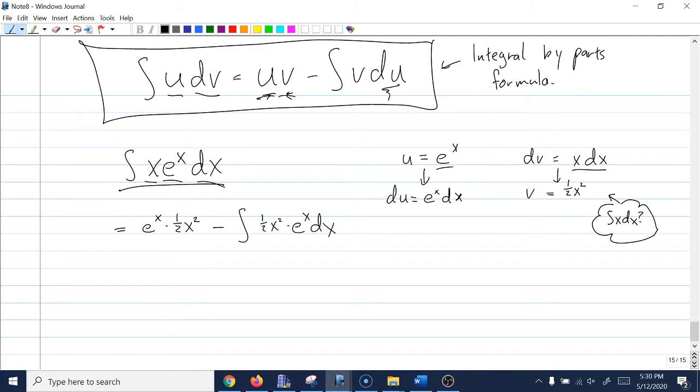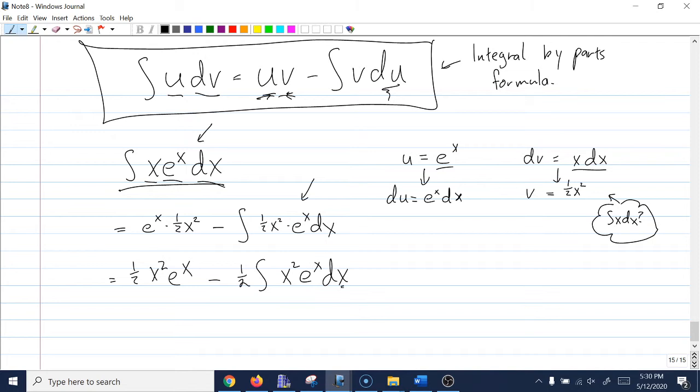Just like with substitution, parts is a technique that doesn't solve your integral, it turns your integral into another integral. So we used to need to know how to do this, now we just need to know how to do this. This first thing is half x squared e to the x. Usually write the simpler functions first, minus the half can come out. Integral of x squared e to the x dx.